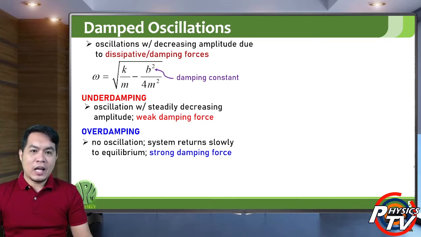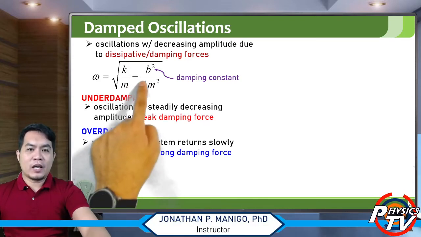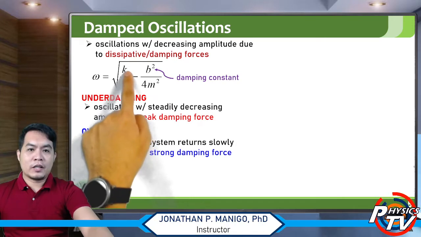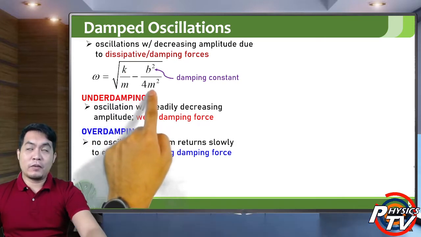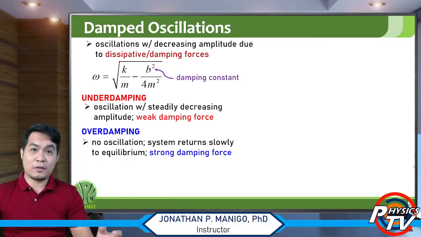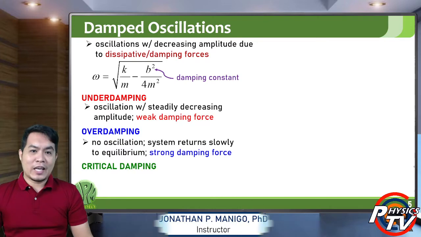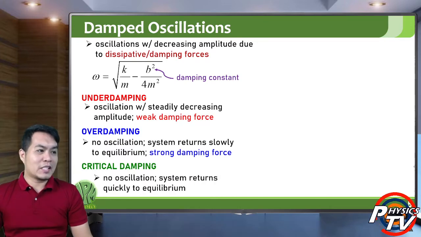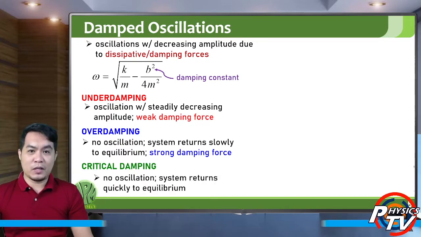Now, there's a critical limit wherein k over m is equal to b squared over 4m squared, wherein the angular frequency is 0. There's no angular frequency, meaning there's no oscillation. In that case, that's what we call critical damping, and the system returns quickly to equilibrium.